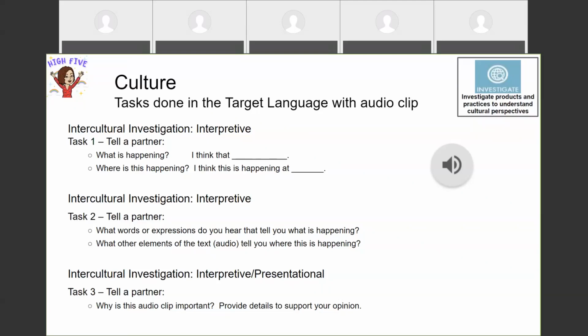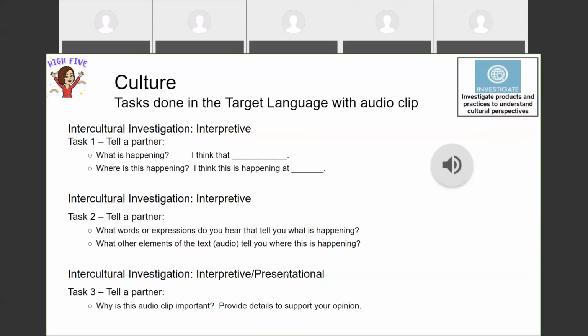You listen to this audio clip again, and they're going to prepare to talk to a partner to pull actual evidence that they're going to cite directly from this text, in this case being audio. And they're going to listen again, and they're going to listen for words or expressions that tell what is happening to back up the claim that something is happening at a game or a football game.